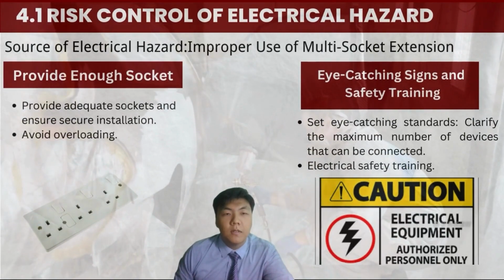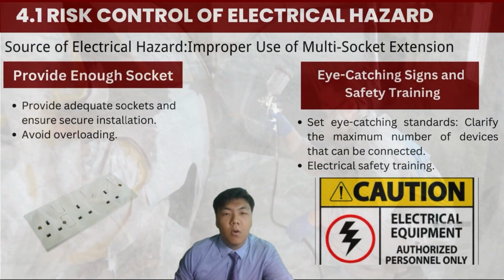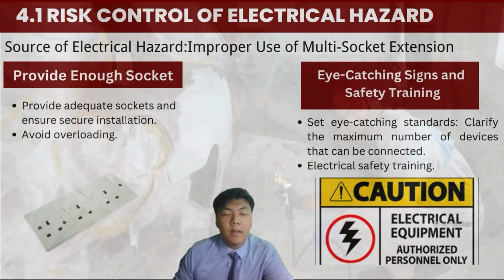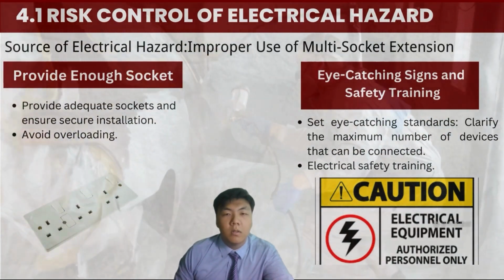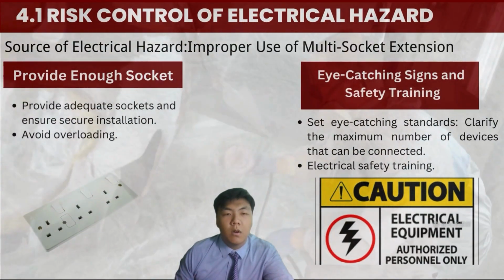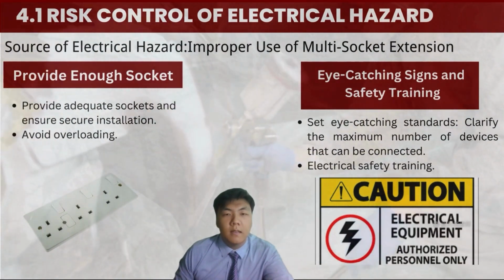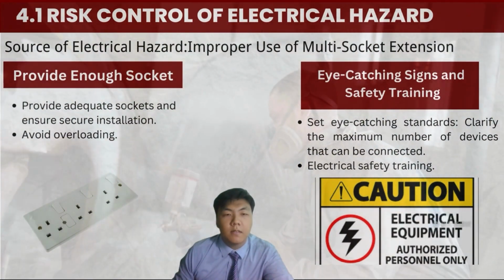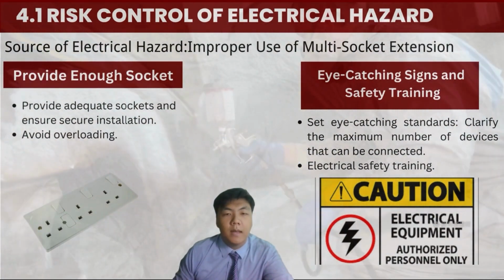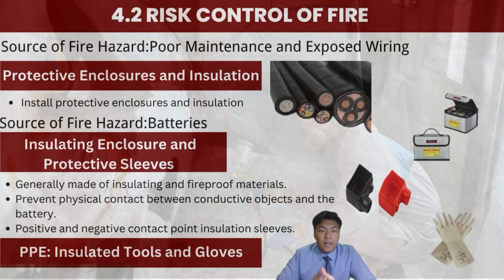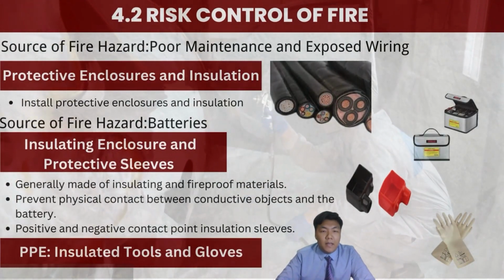And for this part, in order to control the electrical hazard of overloading, we suggest the repair center provide enough circuits to avoid overloading and provide electrical safety training to all their workers. In addition to this, it's necessary to create eye-catching signs to remind the workers of the maximum number of devices that can be connected. The next hazard is from the power magnets and it pulls wires.